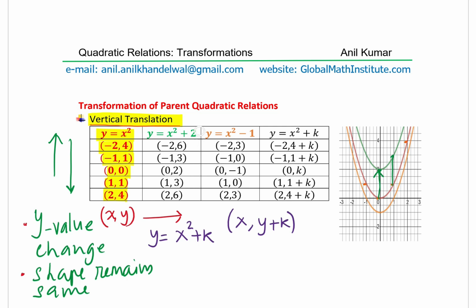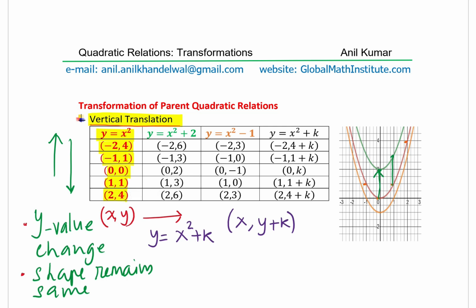And that happens because of this 2 plus 2. So y values increase by 2. So 4 changes to 6. Is that clear to you? 1 to 3, 0 to 2, 1 to 3, 4 to 6, 4 plus 2.